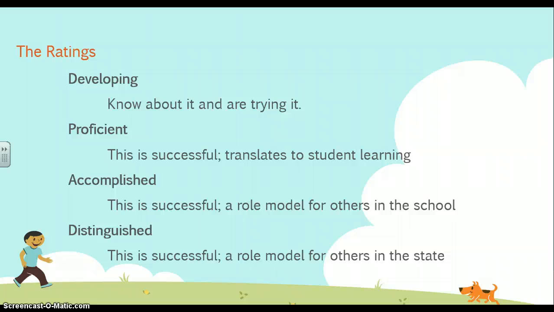Accomplished means that not only are they trying it, it's working, it's successful, it's translating to student learning, but they're a role model for others in the school. So maybe they're leading professional development about it, maybe they're coaching other teachers about a particular element in a standard. And finally, distinguished is all of those things and it goes beyond our school. So maybe this teacher is doing something to model an element at the state level.